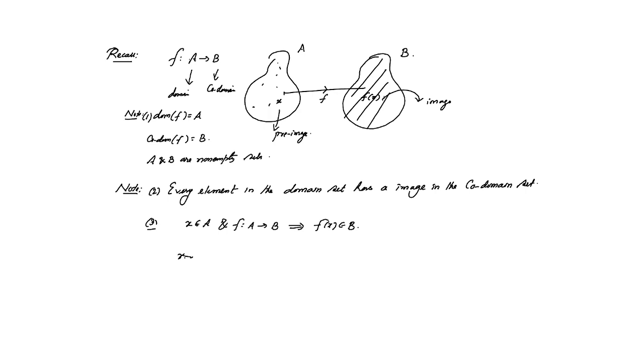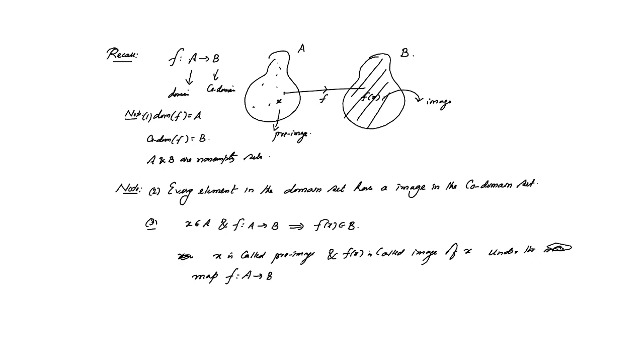x is called the pre-image, and f(x) is called the image of x under the map f from A to B.